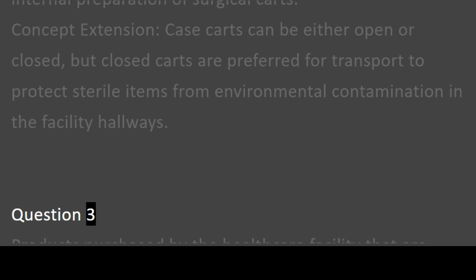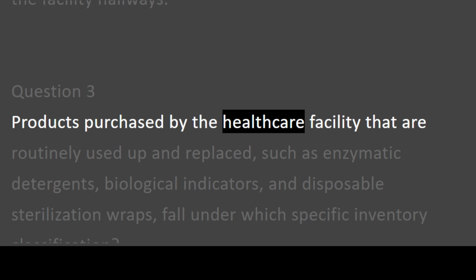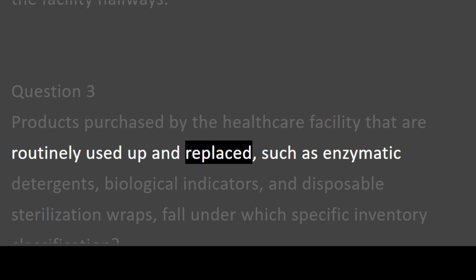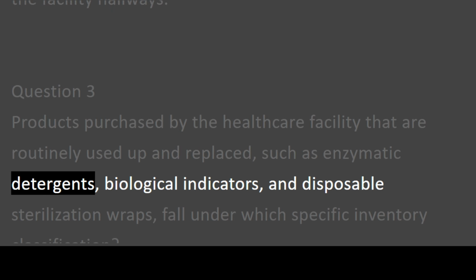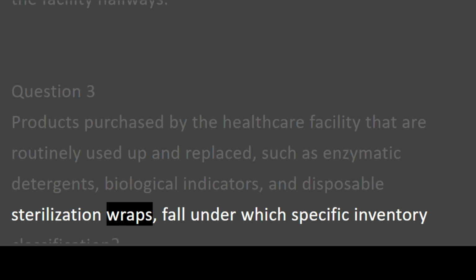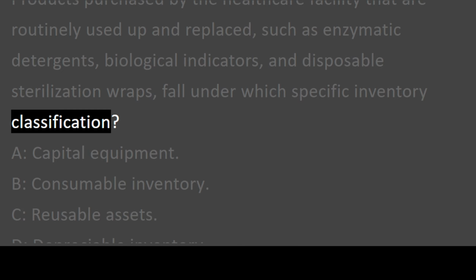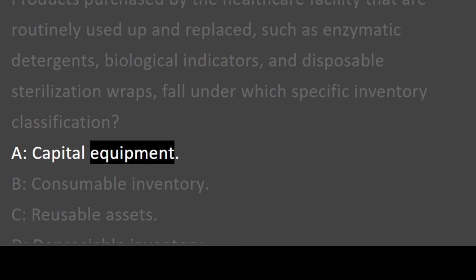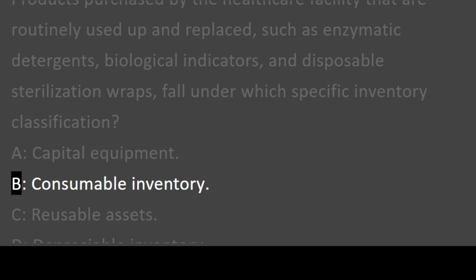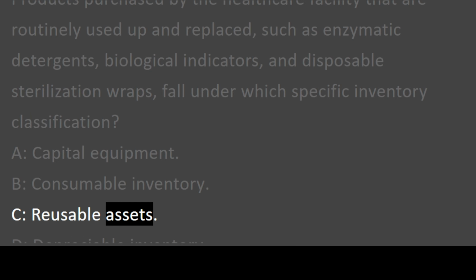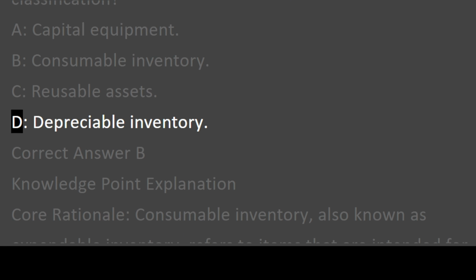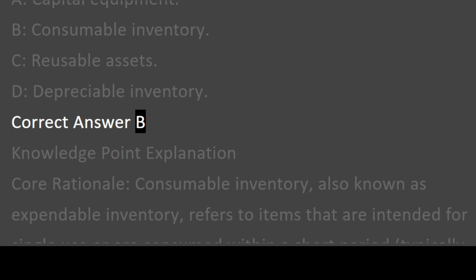Question 3. Products purchased by the healthcare facility that are routinely used up and replaced, such as enzymatic detergents, biological indicators, and disposable sterilization wraps, fall under which specific inventory classification? A. Capital equipment. B. Consumable inventory. C. Reusable assets. D. Depreciable inventory. Correct answer B.